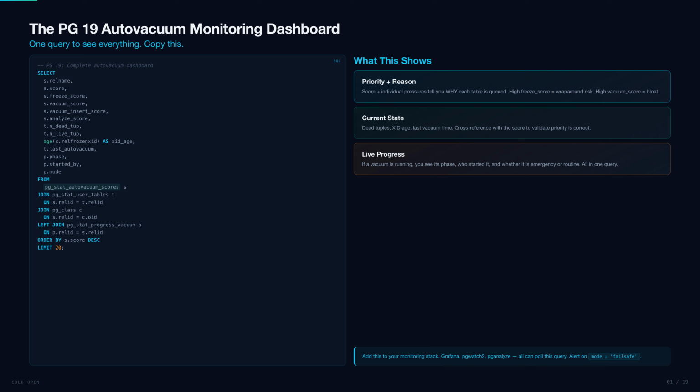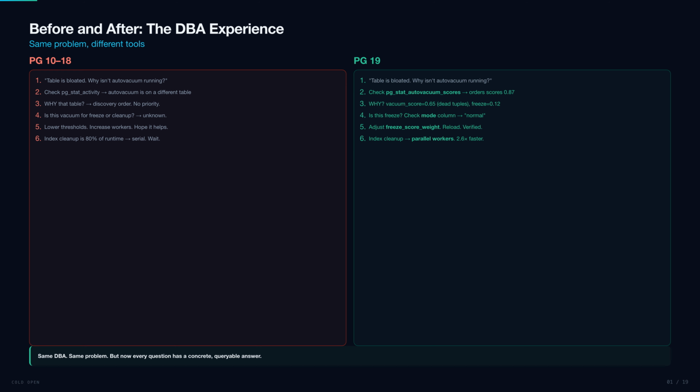Everything. One query. Copy this. Add it to your monitoring stack. Grafana, Checkmk, Zabbix, all can pull this. Set an alert on mode equals failsafe. That is the emergency signal. Same DBA. Same problem. Different tools.